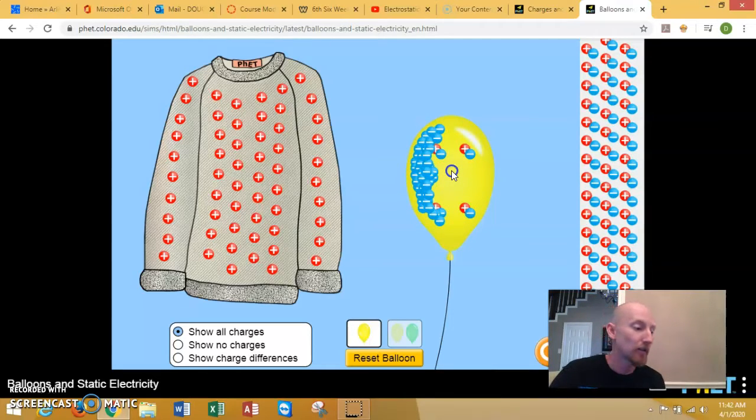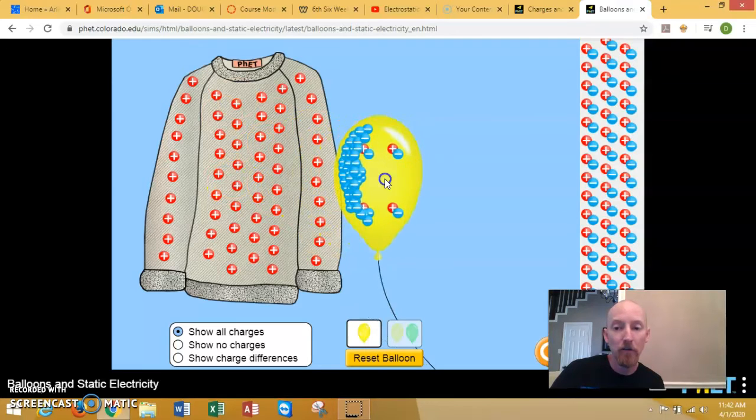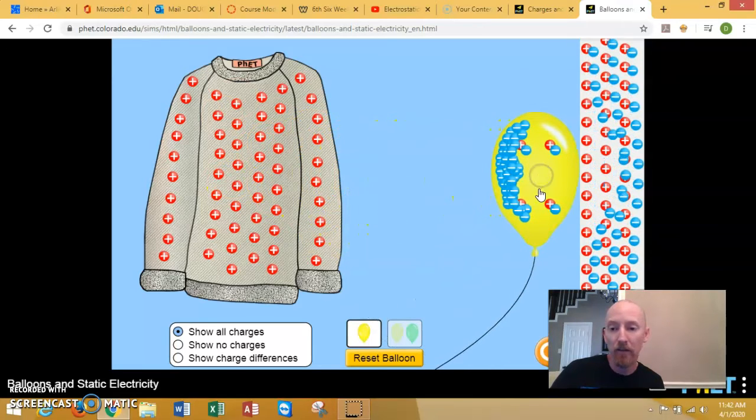This is the essence of how lightning works, right? If I let this thing go, boom, it's attracted. All the negative charges are attracted to the positive charges. You can also get it to stick to things like the wall, because all of these little negative charges will be attracted to the positives in the wall. So that's a thing. Pretty cute.